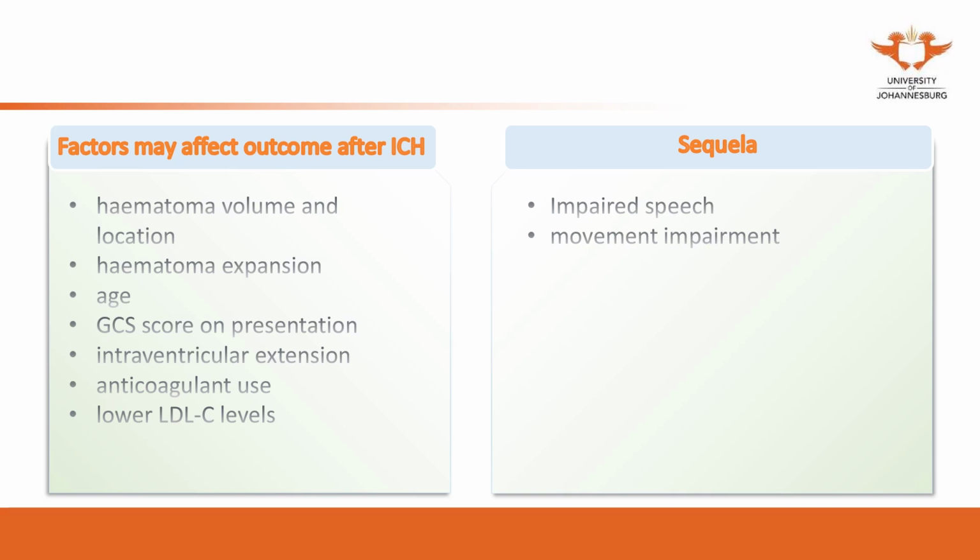Many different factors may affect the outcomes of ICH, such as the volume and the location of the bleeding, the swelling, the age of the patient, the GCS score on presentation, the intraventricular extension, anticoagulant use, and low LDL-C levels. So these all may affect the outcomes of ICH. And the most common sequelae are movement impairments and speech disorders, such as hemiplegia.